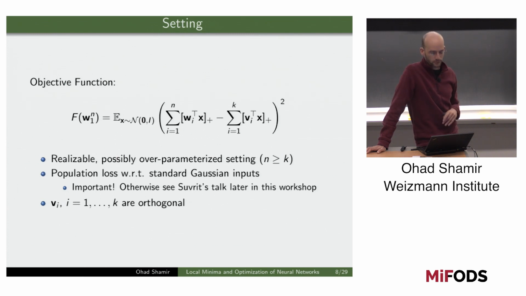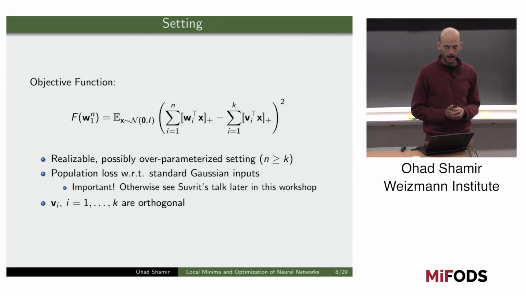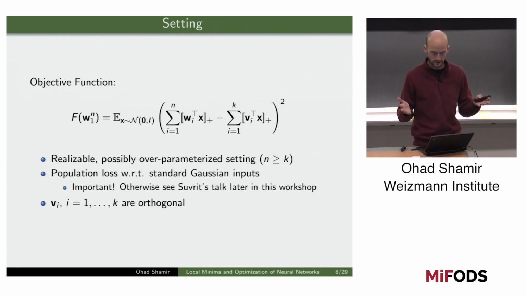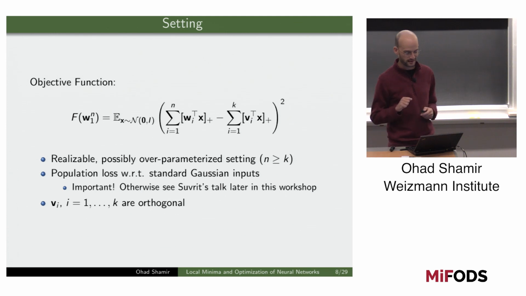So just to make the setting concrete, we're going to take maybe the simplest setting imaginable, where we try to train such a network on a population objective, where I'm assuming the input comes from a standard Gaussian, and the output is generated by a network with the same architecture. Of course, you can always get a zero loss here in principle with the right parameters. And I'm going to assume it's possibly an over-parameterized setting, so the number of neurons that we're using, n here, is equal or larger than the number of neurons in the target network.